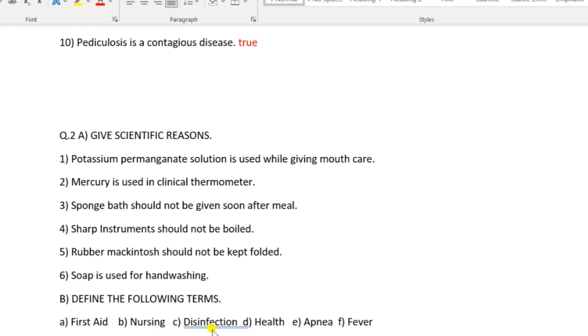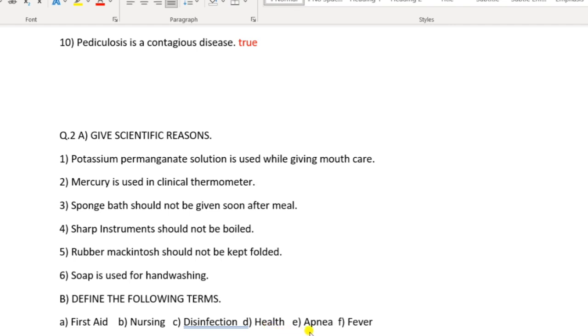Then disinfection. Disinfection means destroying all the pathogenic organisms. Concurrent disinfection is the immediate disinfection of all contaminated articles and bodily discharges during the course of disease. Then next is health. Health is a state of complete physical, mental, social and spiritual well-being and not merely the absence of disease or infirmity.